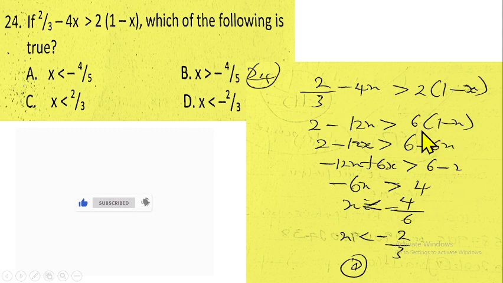Then from there, you can open this bracket, that gives us 6 minus 6x. From there, you collect like terms. You'll have minus 12x, and this one comes here, plus 6x greater than 6 minus 2. So minus 12x plus 6x will give us minus 6x greater than 4. So we can divide both sides by minus 6. If you divide both sides by minus 6, this inequality will change to less than. So we have minus 4 over 6, and that will give us minus 2 over 3. So option D is the correct option for question number 24.